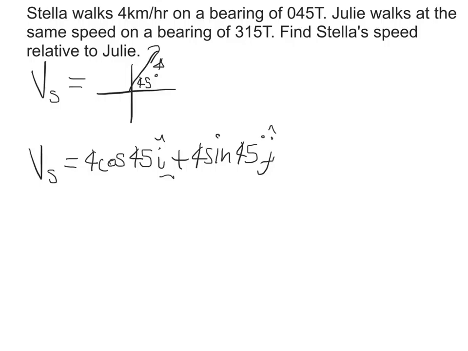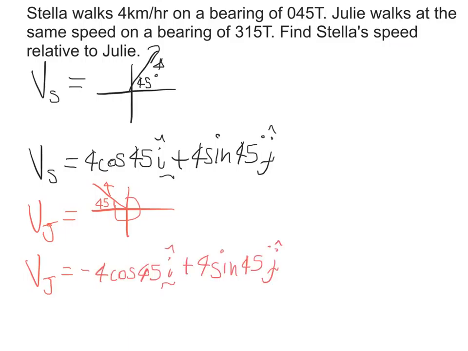Next we've got Julie, so the velocity of Julie, so Vj, is going to look like this. So from true, 315 degrees, so all the way around there. And so this is 45 degrees in there, and she walks at the same speed, so it's still a magnitude of 4 kilometers per hour. So the velocity of Julie is going to look like this. So we've got negative 4 cos 45 I plus 4 sine 45 J, and that negative 4 cos 45 is negative because it is in the negative I direction.